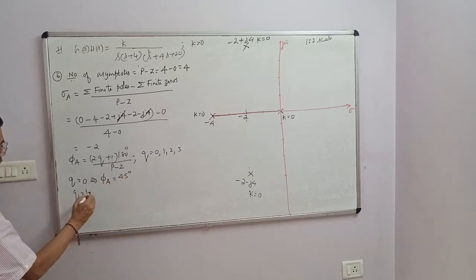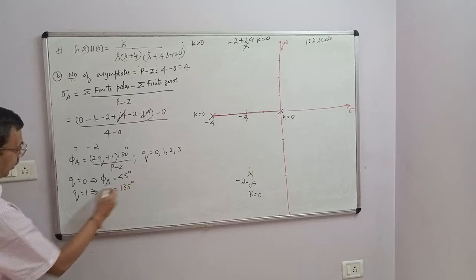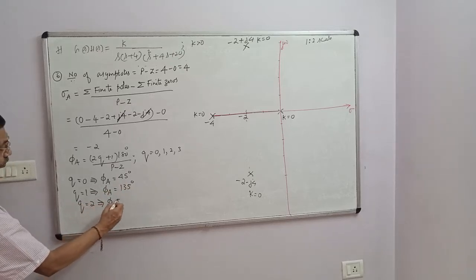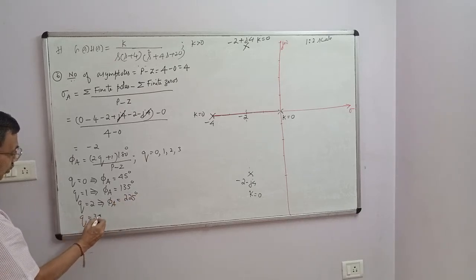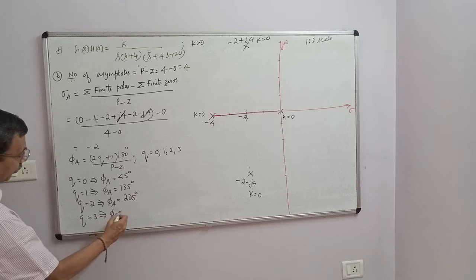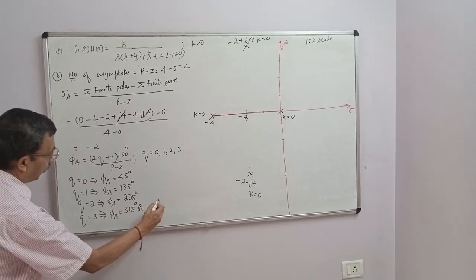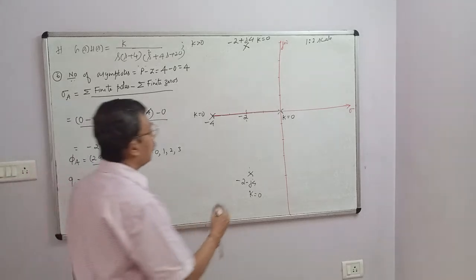If you put Q is equal to 1, you get phi a is equal to 135 degrees. If you put Q equal to 2, you get phi a is equal to 225 degrees. If you put Q equal to 3, you get phi a is equal to 315 degrees or minus 45 degrees. Now let me plot the asymptotes.